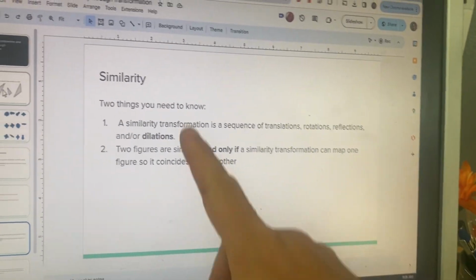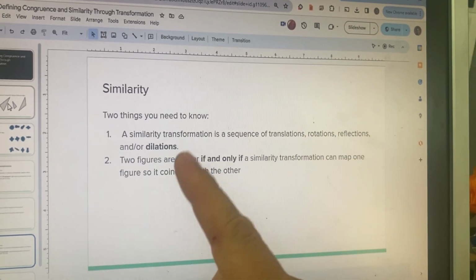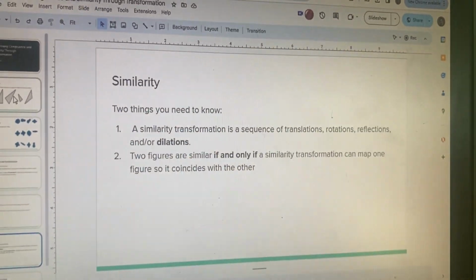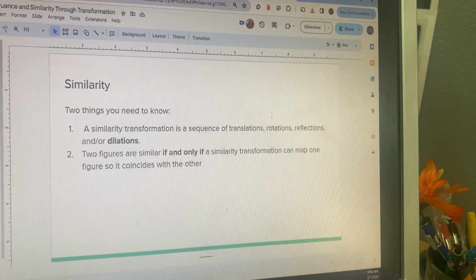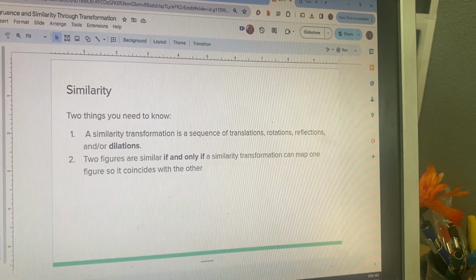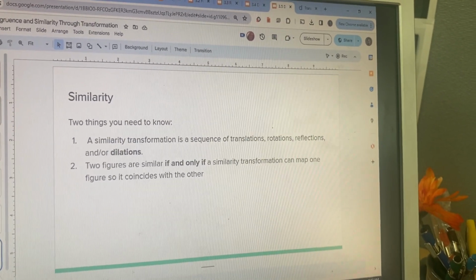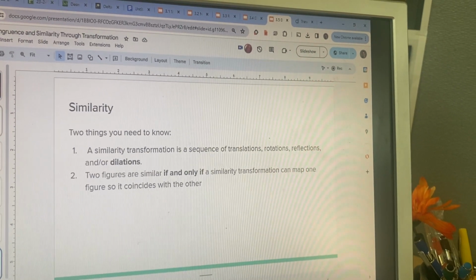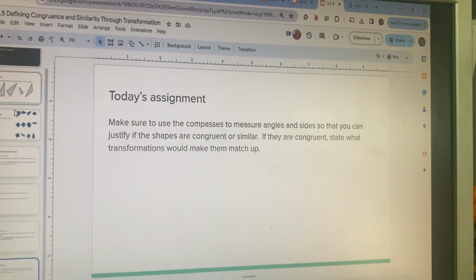So a similarity transformation is a sequence of translations, rotations, reflections, and/or dilations. We have to have that dilation in there; we have to change the size. And two figures are similar if and only if a similarity transformation can map one figure so it coincides with the other. Again, we can tell they're similar if we can change the size and then overlay them so they match up.